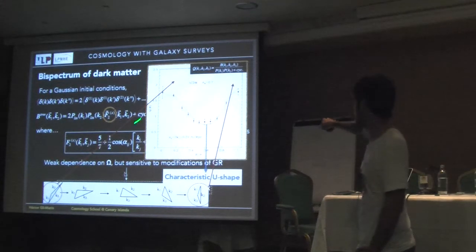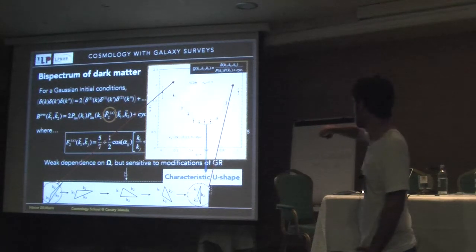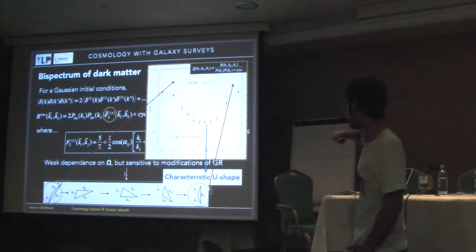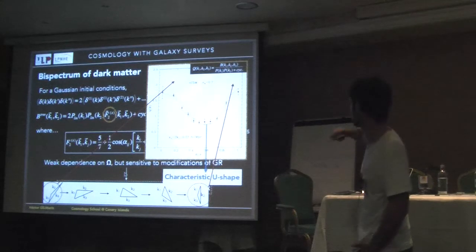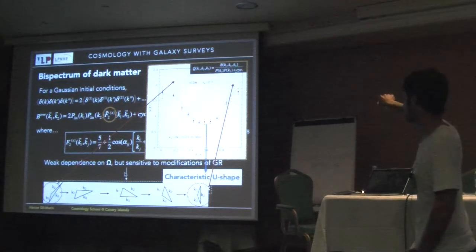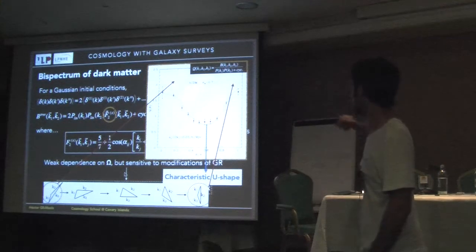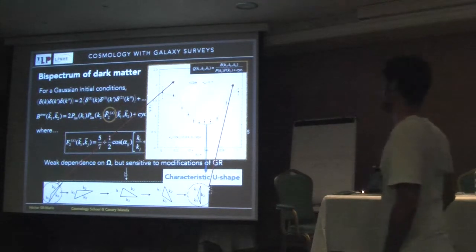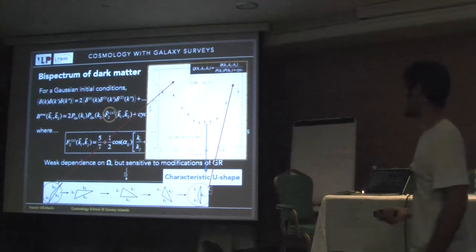We have been describing the signal of these triangles, and as we change this one here, which is K3, we are changing from large values of K3 towards smaller values of K3 when the configuration is K2 equals K1. This U-shape is going to depend on the theory of gravity, and if the theory of gravity is not GR, this shape is going to change. This is the way we can test gravity using bispectrum measurements.